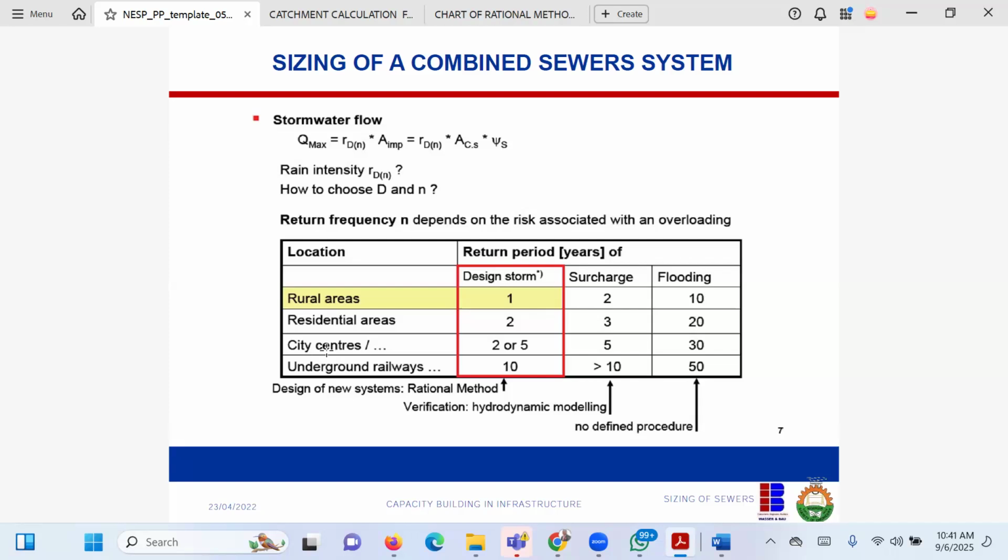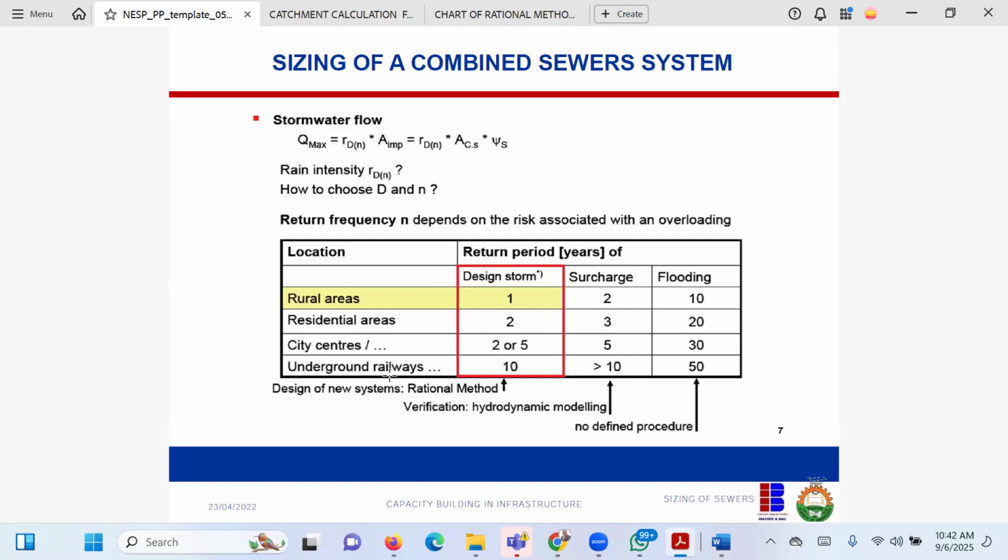Then if the places are city centers, the recommendation is that you should use a 2 or 5 years return period, or 2 or 5 years rain. We're talking about city centers. Why is it so? Because city centers have higher insurance value. And if you're designing against surcharge, you use 5 years. If you're designing against flooding, you use 30 years. Why are we using 30 years? Because it must never flood. It's a high risk if the city center floods.